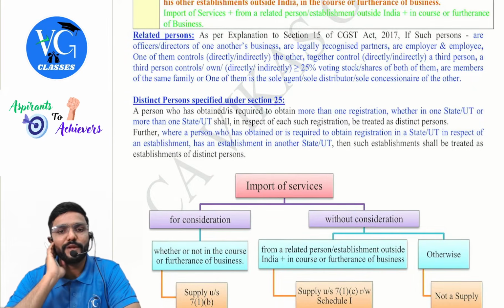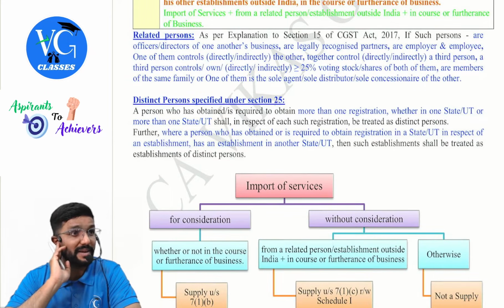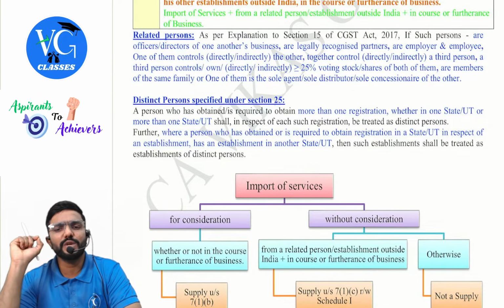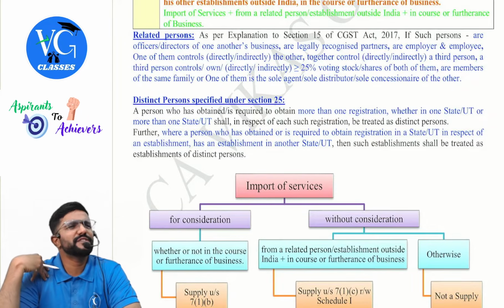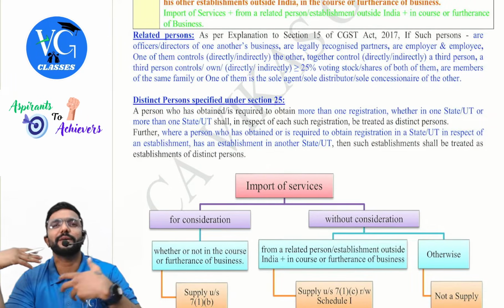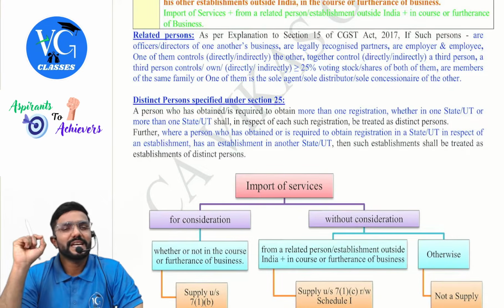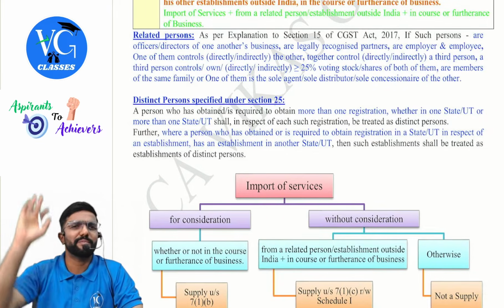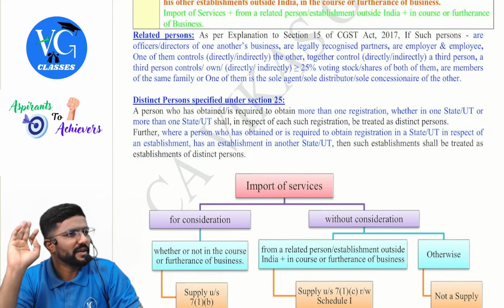Then one of them controls the other directly or indirectly, or together they control a third person directly or indirectly. A third person controls, directly or indirectly, 25% or more of the voting stock or shares of both of them, or they are members of the same family, or one of them is the sole agent, sole distributor or sole concessionaire of the other. I am acting as an agent solely for you, I have dedicated my life to you. In that case, sir, we both are related? Yes. Sir, what if I am acting as an agent for a number of people? We both are not related.